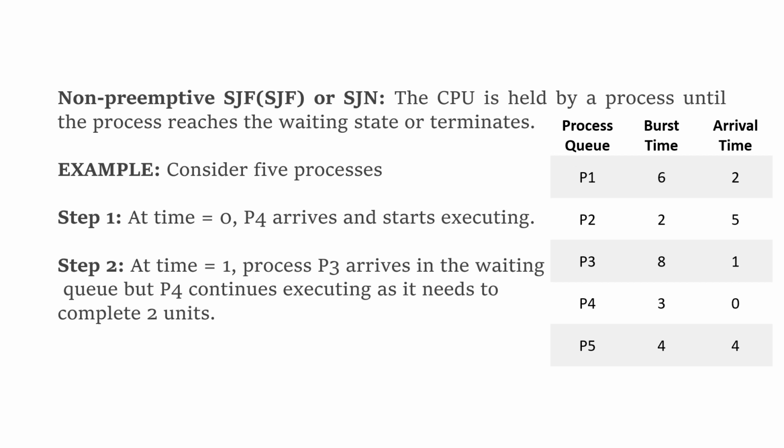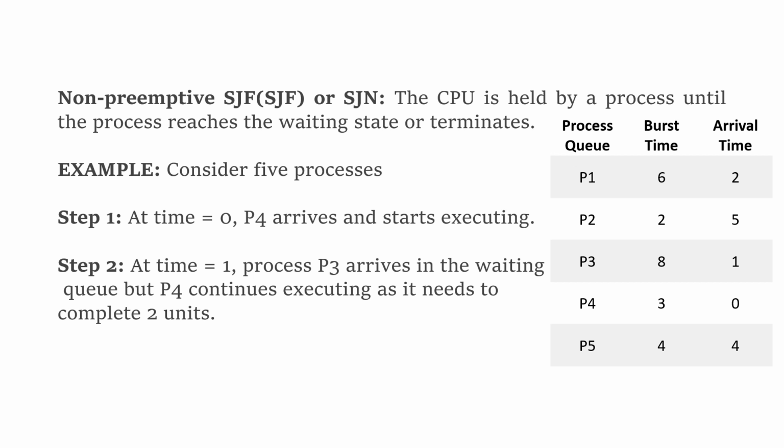The CPU is held by a process until the process reaches the waiting stage or terminates. That is, once a process gets the CPU for execution, it is completely executed. It is not preempted in the middle. That is known as the non-preemptive SJF. We can see this by an example.